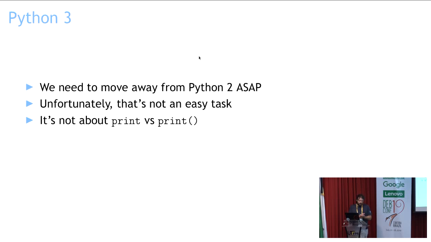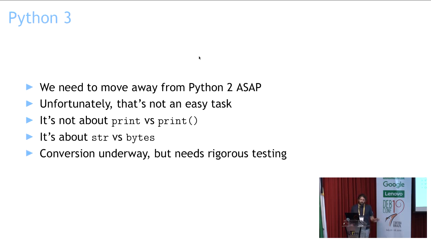So what do we expect to improve in the near future, given enough human resources? The first and most obvious thing is that we need to move away from Python 2. Python 2 is end of life by the end of this year, and there is no reason to lag behind. It's an inevitable reality. Unfortunately, that's not an easy task. Migrating a relatively big code base from Python 2 to Python 3 is not just about replacing all instances of the print statement with the print function.